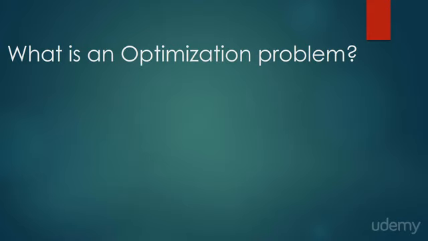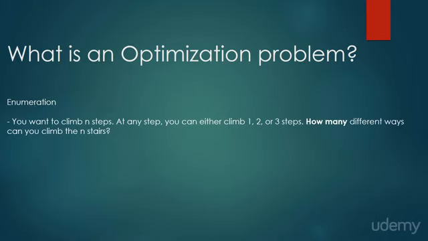So what exactly is an optimization problem? Well, optimization problems have many forms, but there are three types which are very frequent and occur almost all the time. The first type of optimization problems is enumeration. Optimization problems involving enumerations are something like you want to climb n stairs, or n steps, and at any step you can either climb 1, 2, or 3 steps, and then it asks you to find how many different ways you can climb the n stairs.